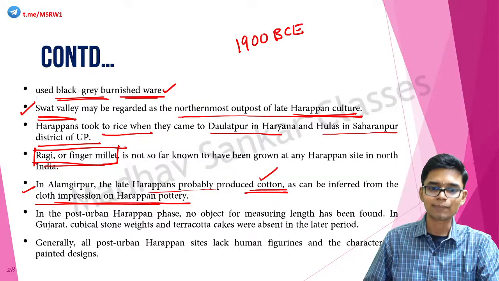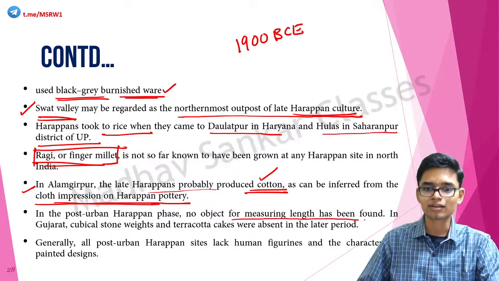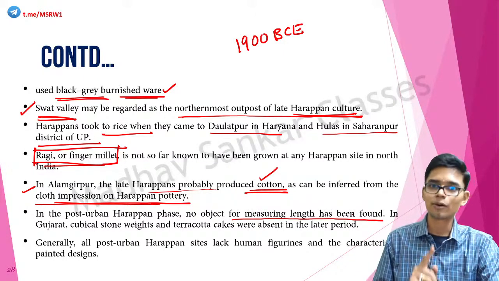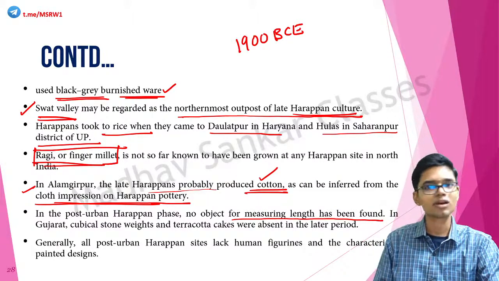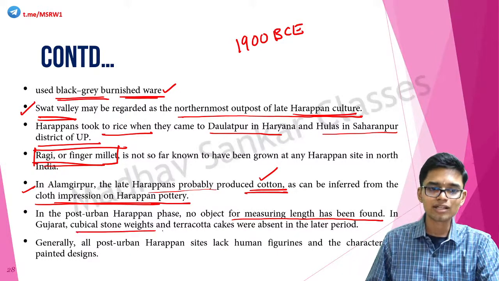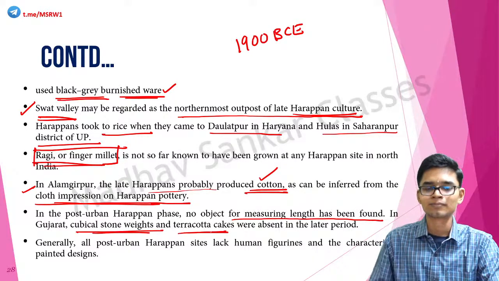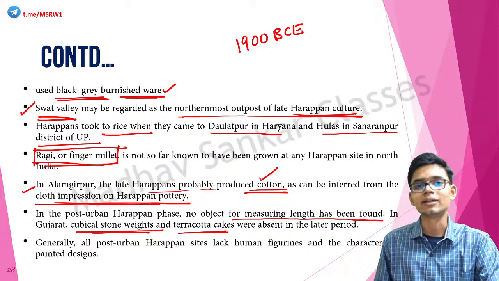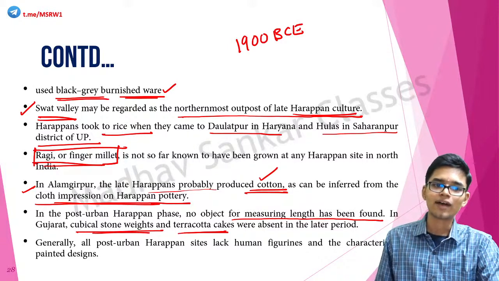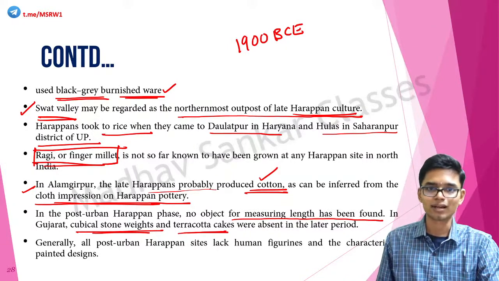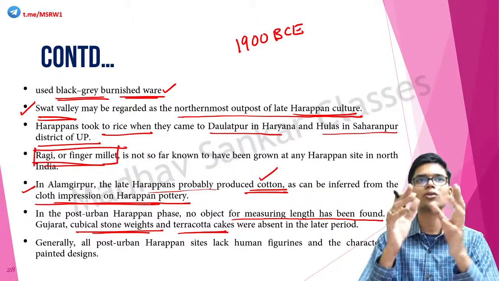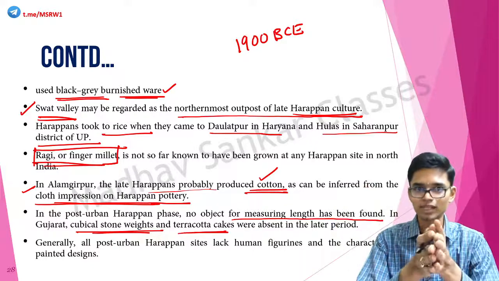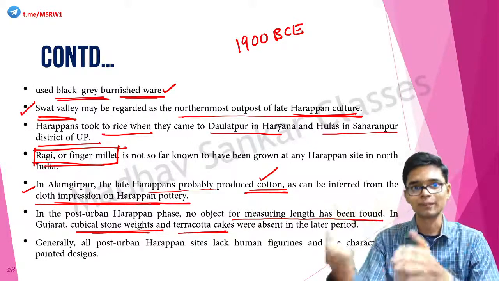In the post-urban Harappan phase, no object for measuring length can be found. Earlier, we spoke about weights and measures. We found a stick where measurements are made. But in the late Harappan phase, we do not come across any such measurements. In Gujarat, we find some cubical stone weights and terracotta cakes, but they are absent in the later period. So we do not come across anything associated with weights and measurements in the late Harappan phase.